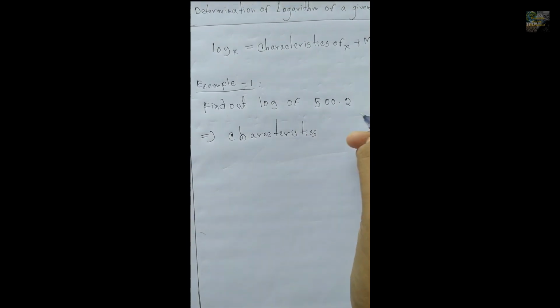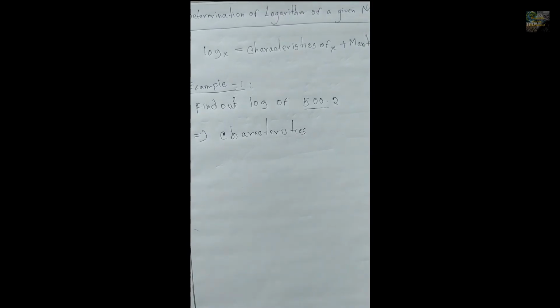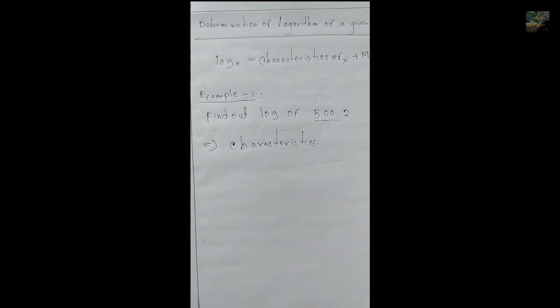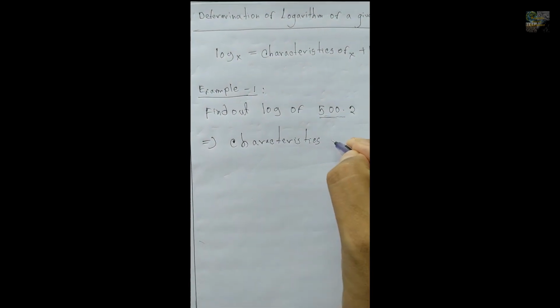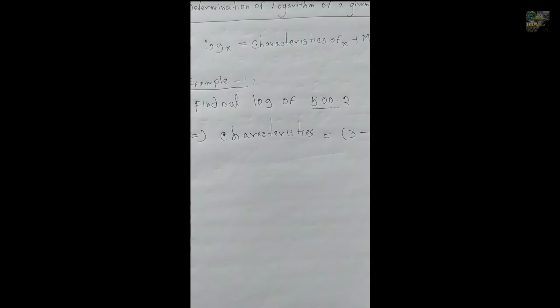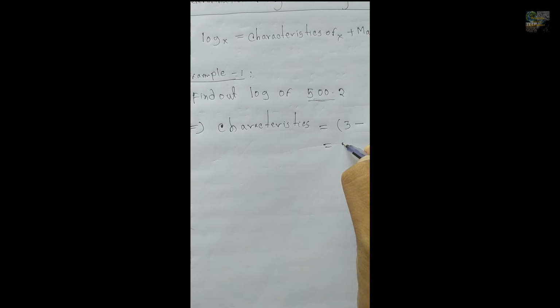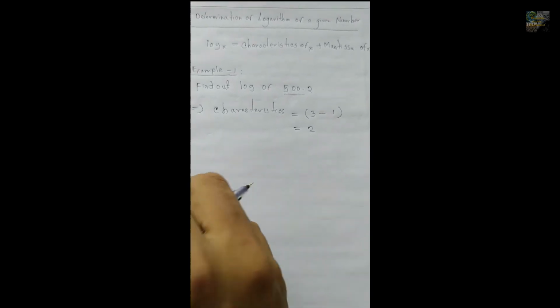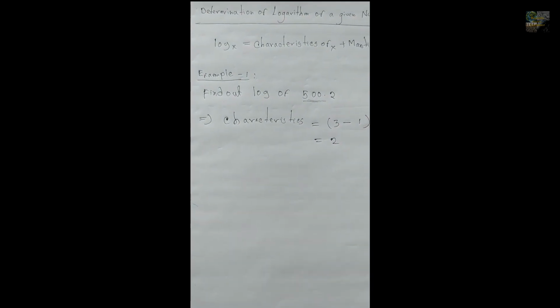You can see that there are 3 digits before the decimal. That's why, to find the characteristics in case of a positive number, I have to write: characteristics is equal to the number of digits, that is 3, minus 1. You have to subtract 1 from this digit count. So 2. Here 2 is the characteristics of 500.2.